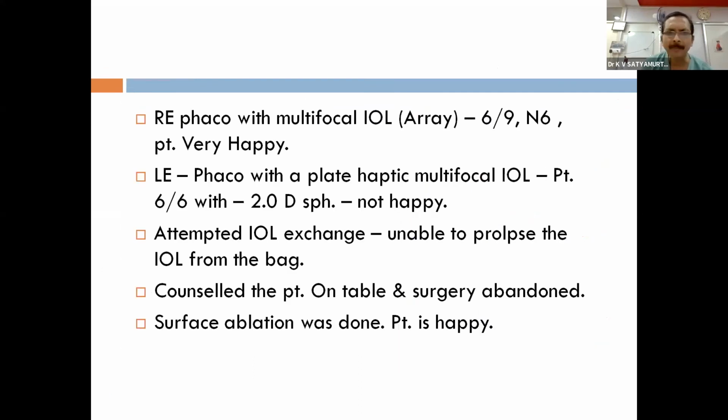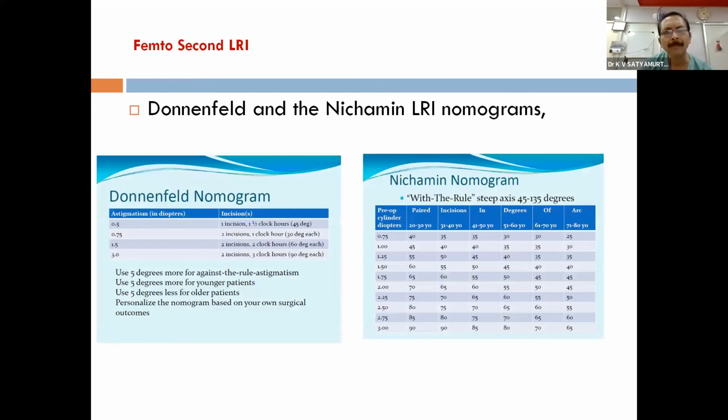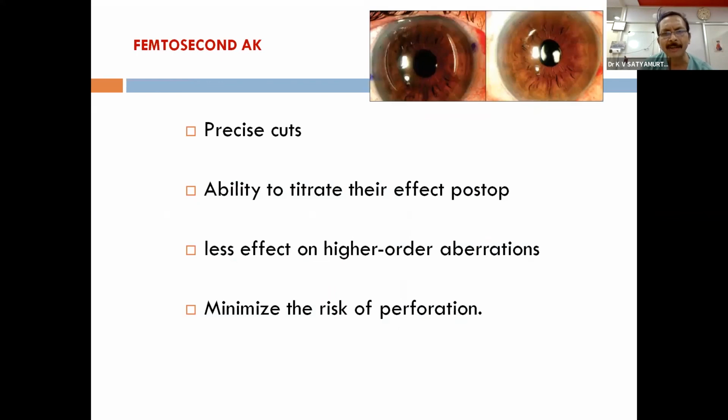And here is a multifocal lens. One eye was fine, the other eye had -2 diopters of sphere. And finally, that -2 diopters was removed with the help of surface ablation. The patient is fine. One can also do limbal relaxing incisions using femtosecond laser, which is highly predictable and accurate.